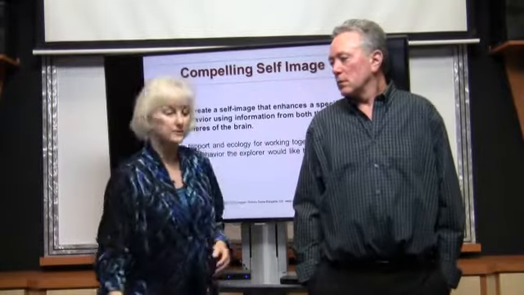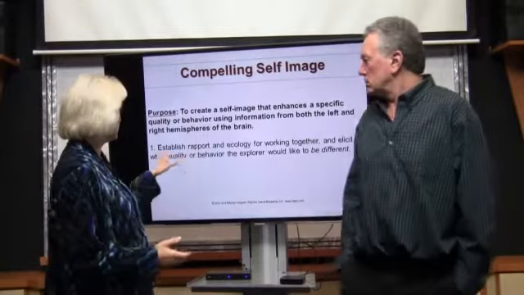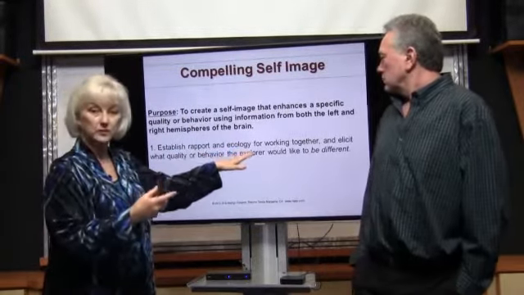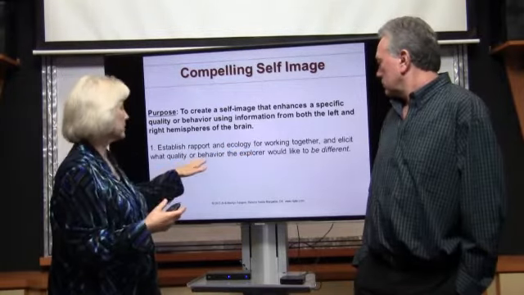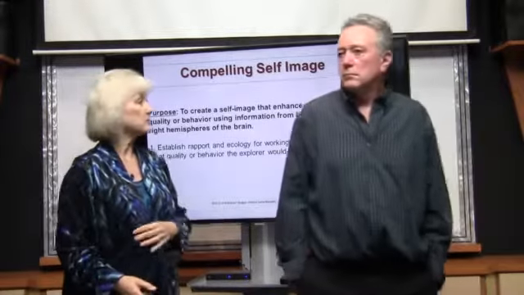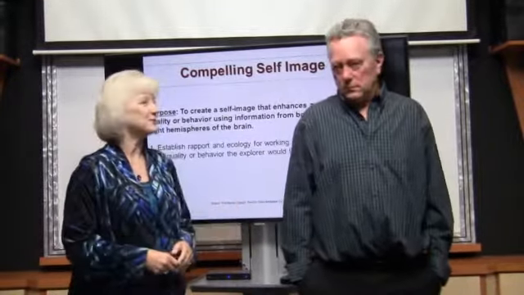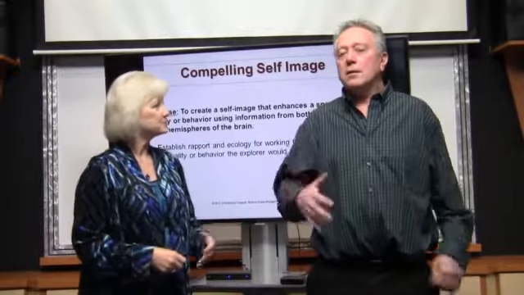So the first thing we do, as with any of our sessions, we're going to establish rapport and the ecology for working together and elicit what quality of behavior the explorer would like to have be different. So we're going to start with that. So we presuppose Al and I have good rapport. We've been talking together in our session and so on. And the way you can tell is we're breathing together.